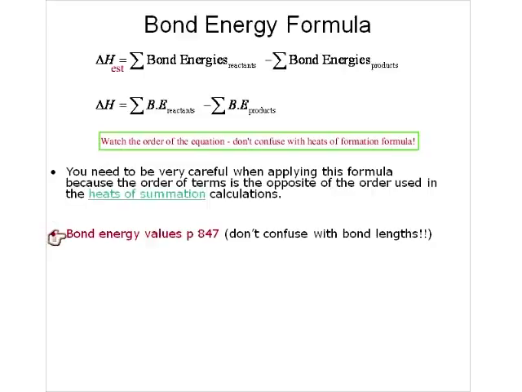The bond energy values that you're going to use are in the table on page 847. And again, don't confuse them with bond lengths. I know someone very dear and close to me who's doing chemistry, and they couldn't get any of these answers to work out. I said, you're not using the bond length table, are you? Oh yes, that's what I use. So every single question she did, she had to do again. Be very careful. They're side by side.